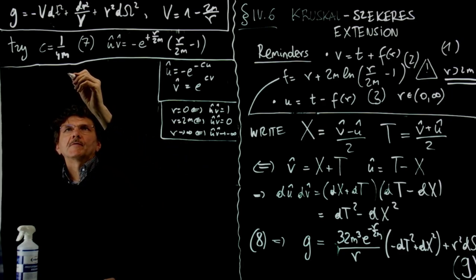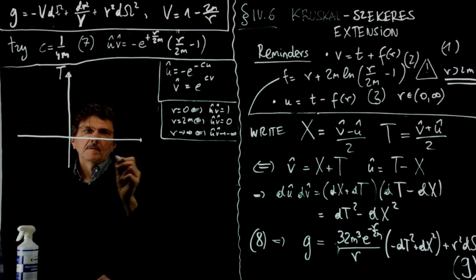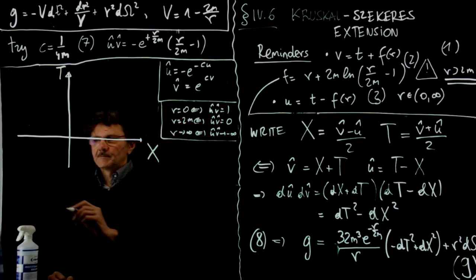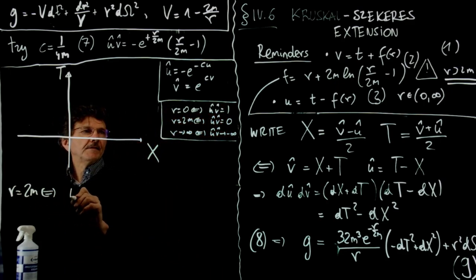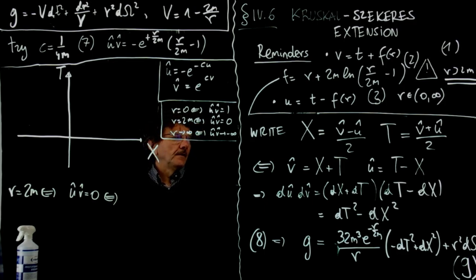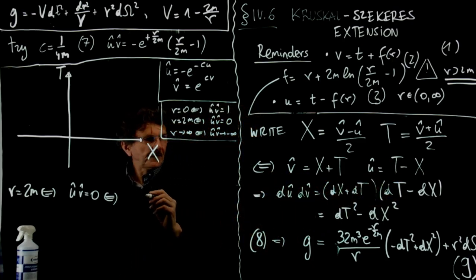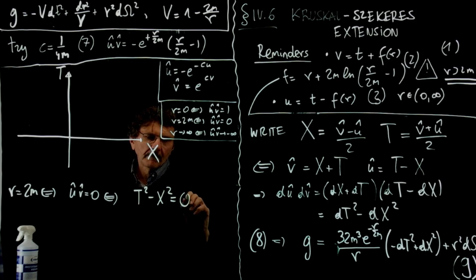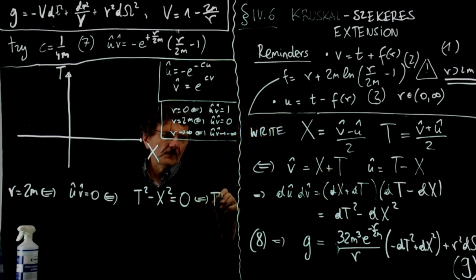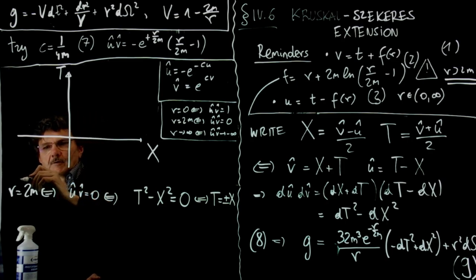Let's see. So let's draw the T and X plane. Something which is easy to understand is r equal to M. Then we already know that this is u, v equals 0. Well, if we take the product uv, then we need to take the product of those, so we get t squared minus x squared equals 0. Right, if I just take the product here, it's t minus x, t plus x. So this is the same as t is equal to plus or minus x. So this is r equal to m.